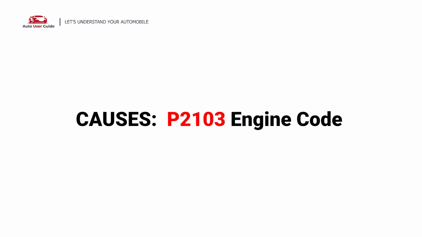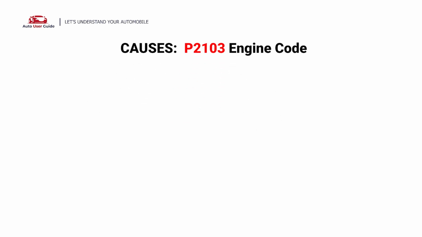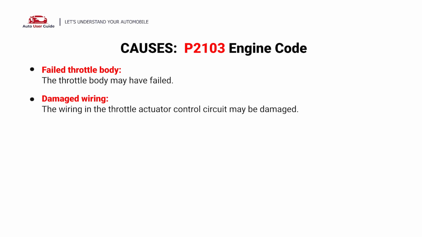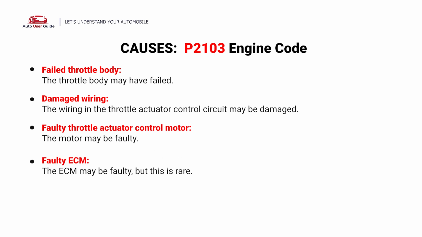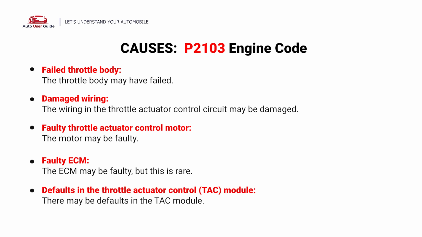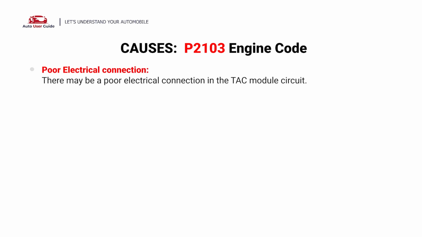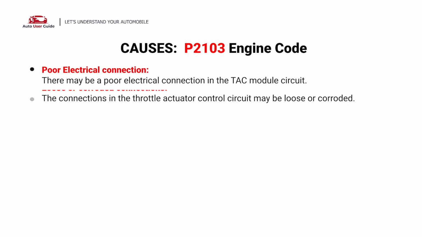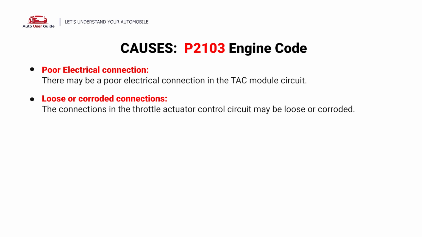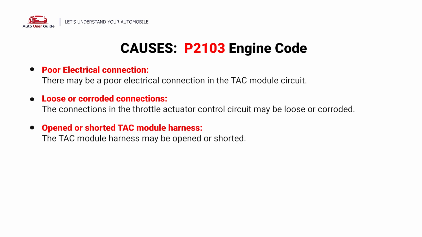So, what causes this imbalance? Here are the most common culprits. This code is caused by these possible faults in your car: failed throttle body, damaged wiring, faulty throttle actuator control motor, faulty ECM, faults in the throttle actuator control module, poor electrical connection, loose or corroded connections, opened or shorted TAC module harness.